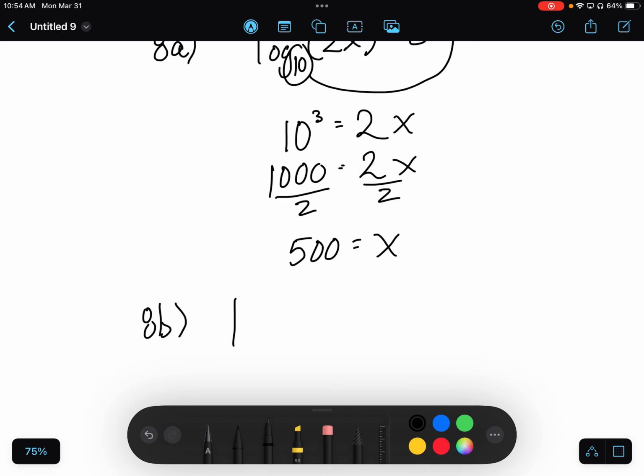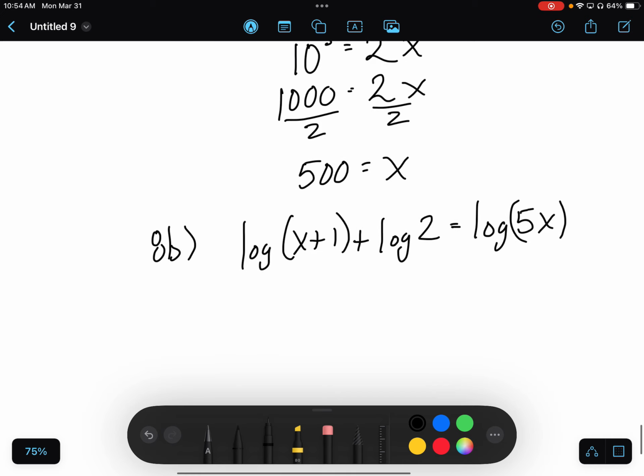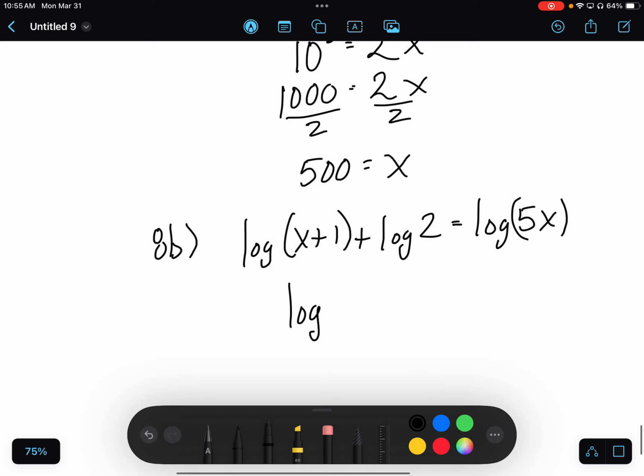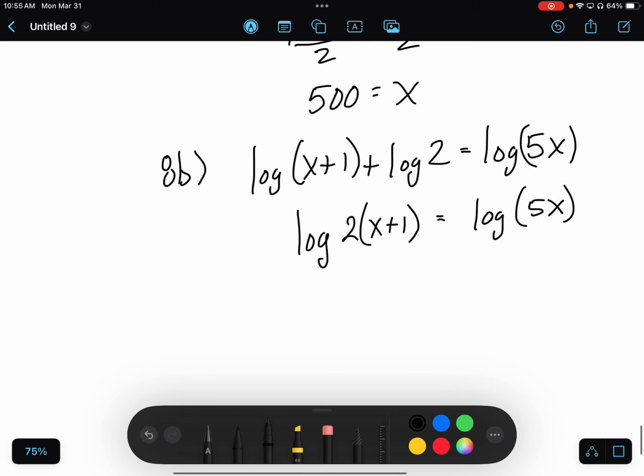8b. Log of x plus 1 plus log 2 equals log 5x. First of all, there's too many things going on the left-hand side, so condensing those down. Adding is the same as what? Good. So if I multiply the two groups together, and I don't care if you leave the 2 in the front or the back, that doesn't really matter as long as you know it's being multiplied. And as long as you have it to be where it's log equals log, then this part would equal that part. Can you distribute 2? Sure.